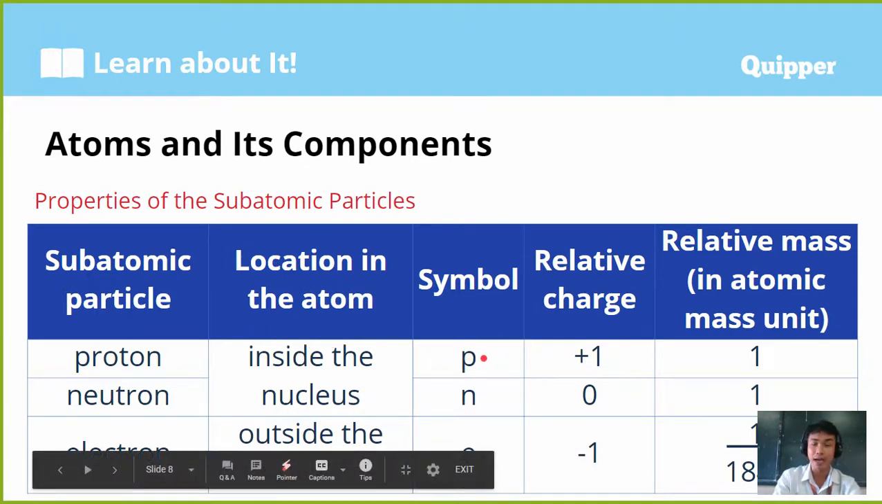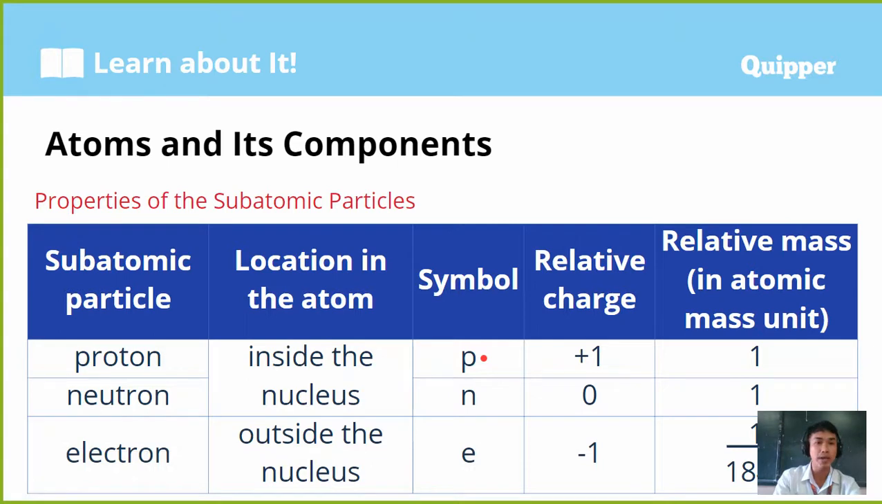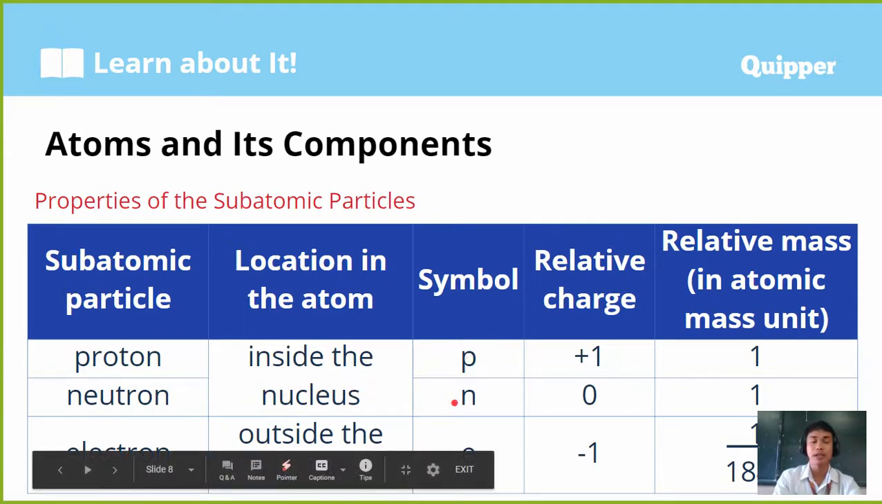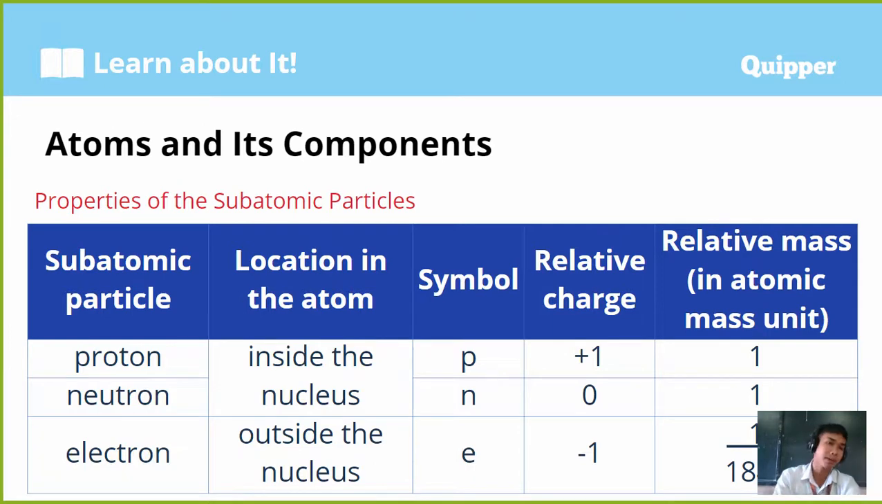Okay, for the proton, you use the initial lowercase p. Sometimes they put a positive sign on the upper right of the p. For the neutron, you use a small n as the initial of a neutron. Sometimes they also use n with a 0 raised at the upper right, because 0 represents neutrality, or neither positive nor negative.